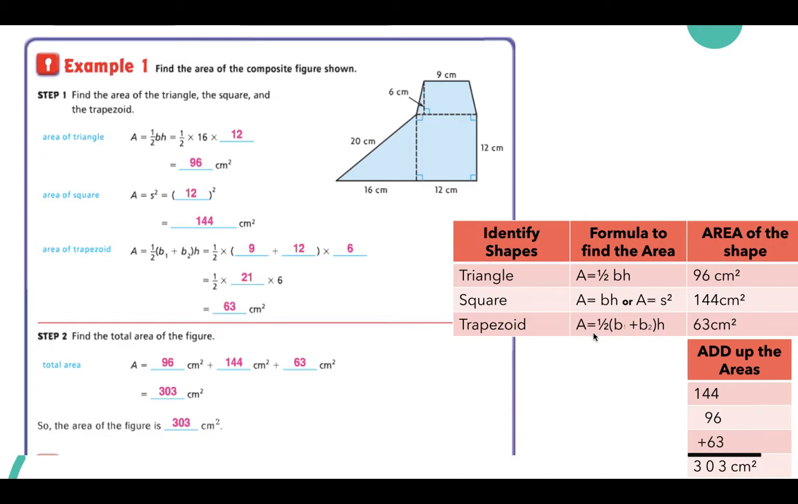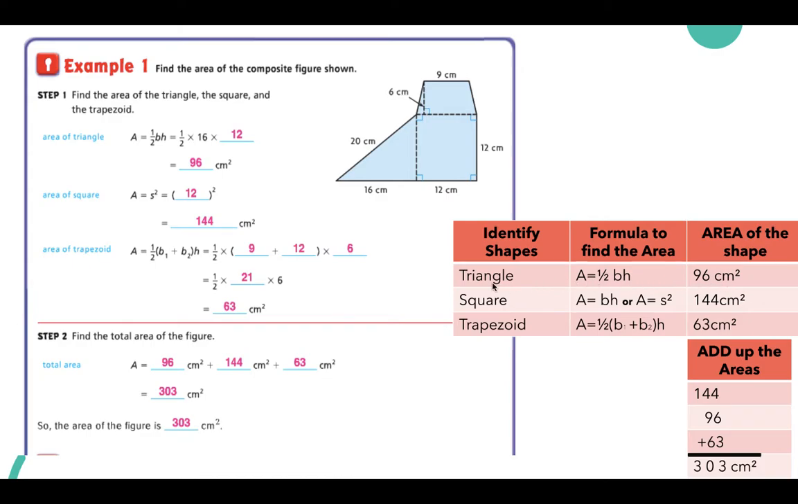Trapezoid, area equals a half, parentheses, base 1 plus base 2, times height. Okay, that's the formula to find the area of a trapezoid. So let's apply all this information because I have to find the area. I already told you the area here because I've done my calculations, but let's go over how I got that number.